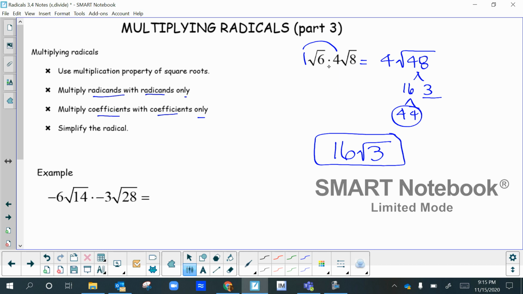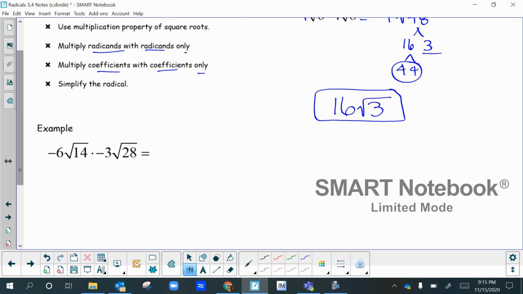Okay, so let's try it one more time. I'm going to show you something a little bit different on here. So we have a -6 being multiplied by -3. Remember, coefficients with coefficients. And so that's going to be positive 18. And then I have a radical, and I have 14 times 28. That's a rather large number. I don't even know how to do that one in my head.